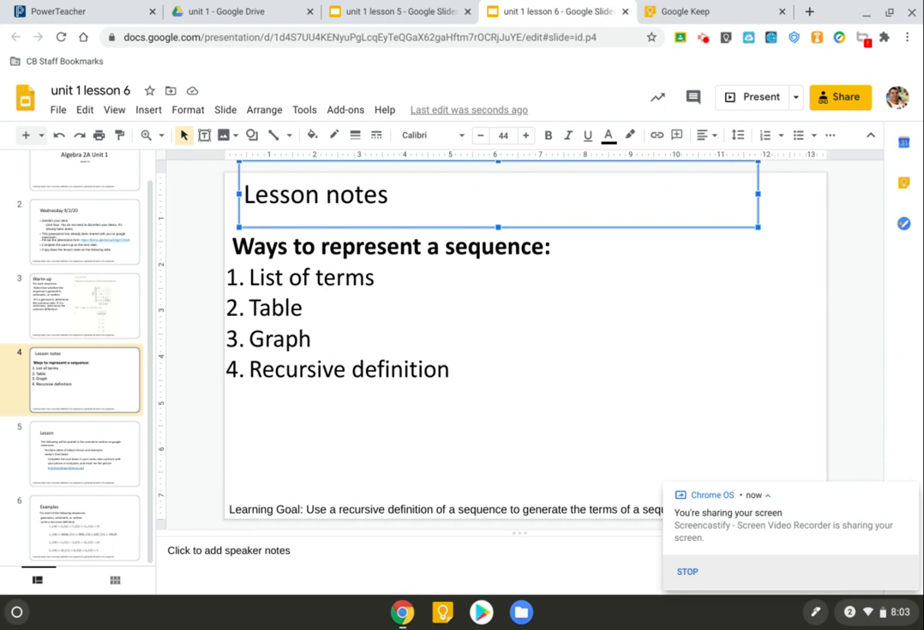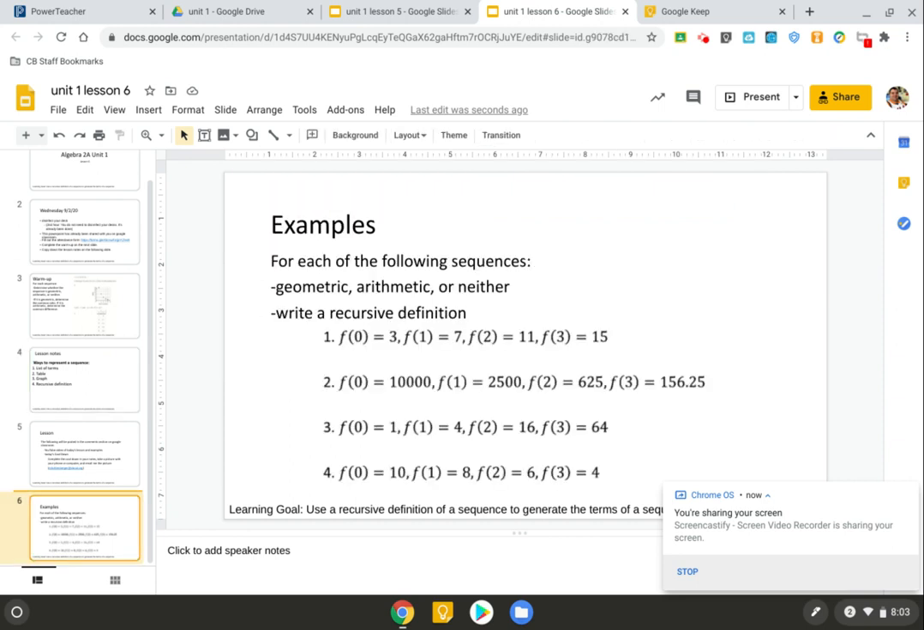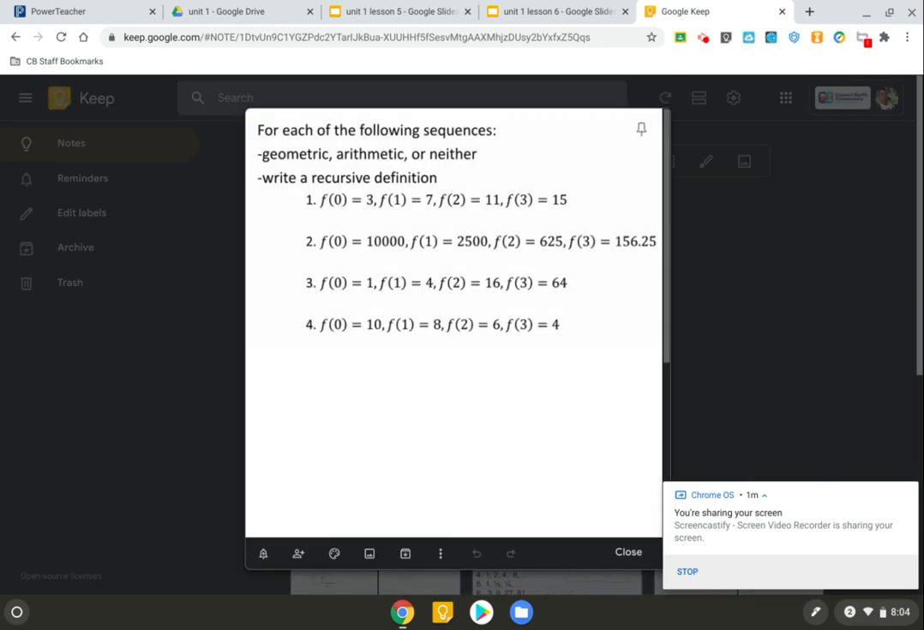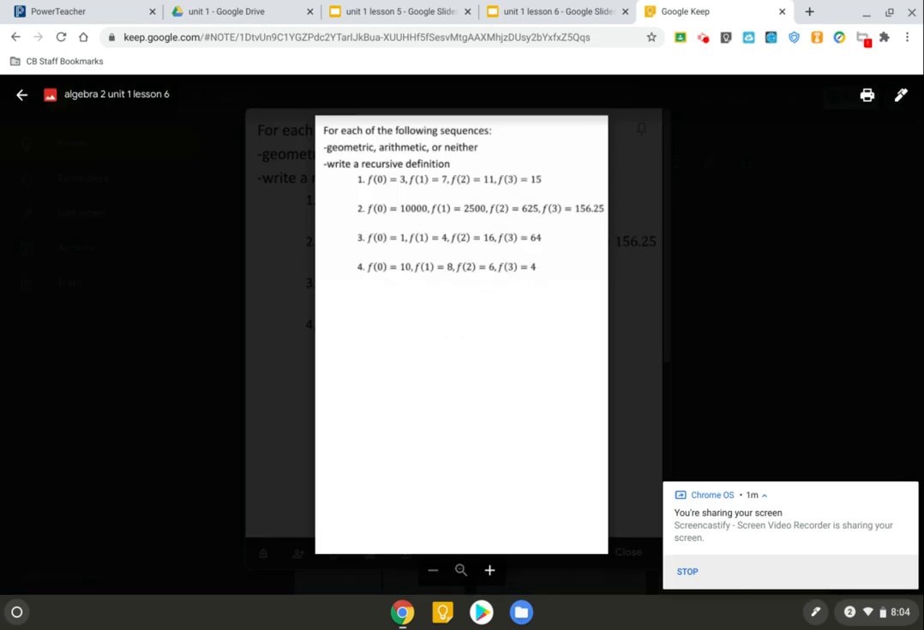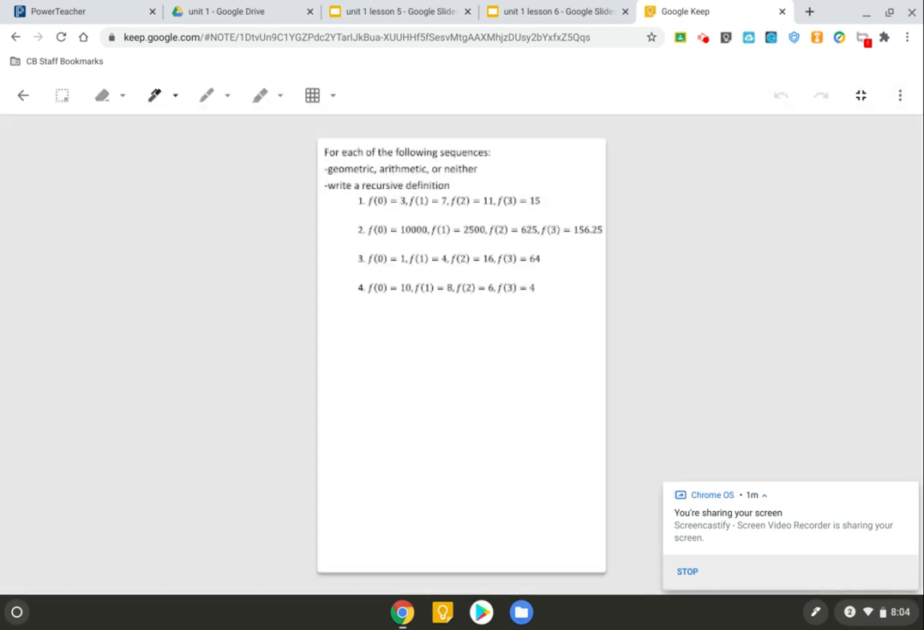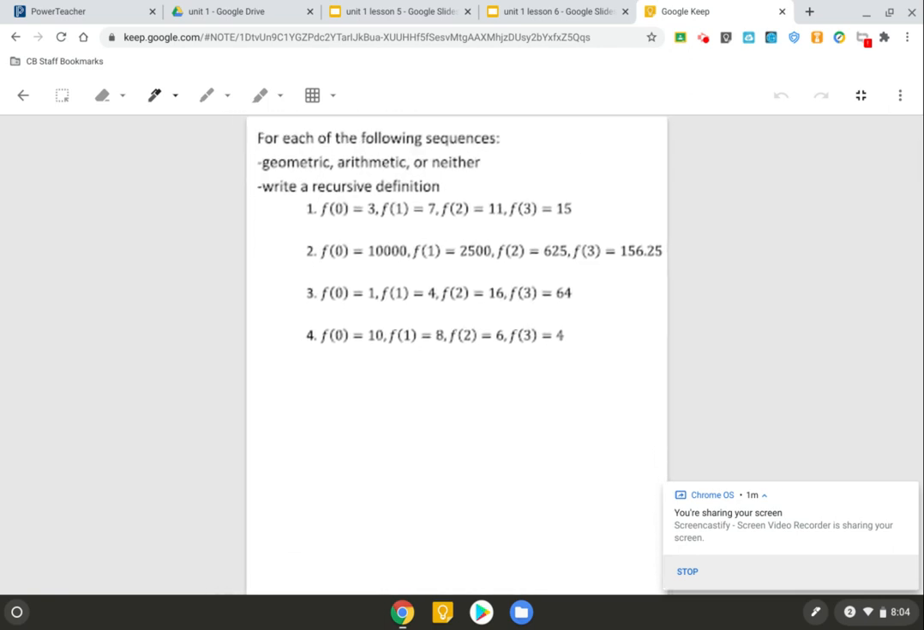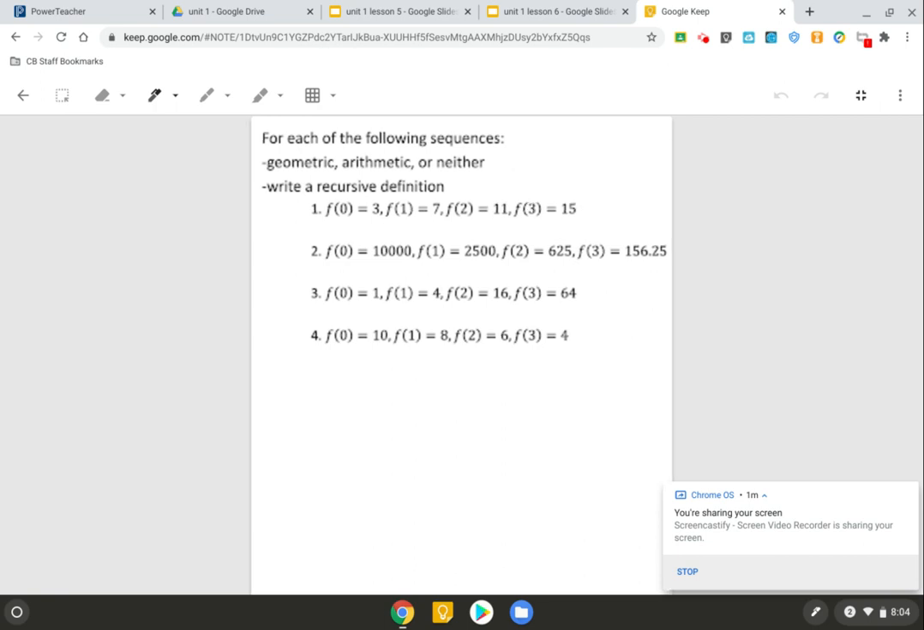And then we also have the recursive definition that we talked about yesterday. As far as the lesson examples go, they are just more practice with the recursive definition. So let's go to the examples here. For each of the following sequences, determine if it's geometric, arithmetic, or neither, and write a recursive definition.